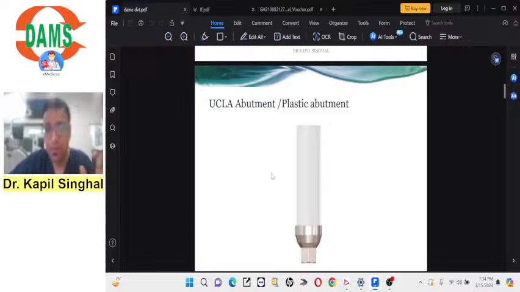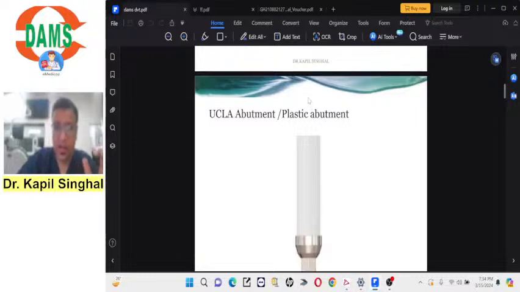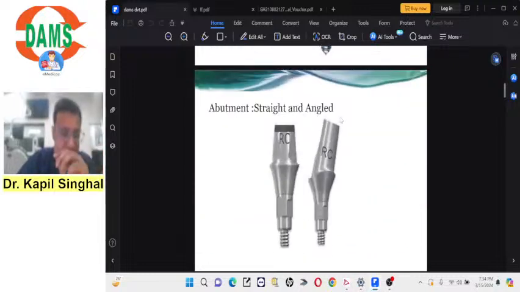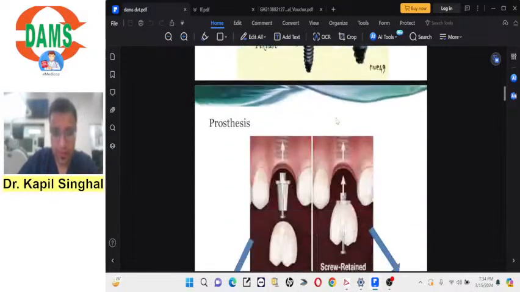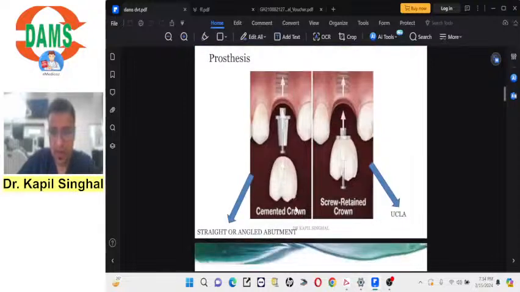So if the examiner asks you a question that if you want to make a screw retained prosthesis, which abutment you will use? You will use UCLA or a plastic abutment. And if the examiner asks if you want to make a cement retained prosthesis, which abutment you will use? You will use a straight or an angled abutment. Okay, clear? So this is a cemented crown. Whenever you make a cemented crown, you will require a straight or angled abutment, and whenever you make a screw retained crown, you will require a UCLA abutment. Am I clear? Okay, good.